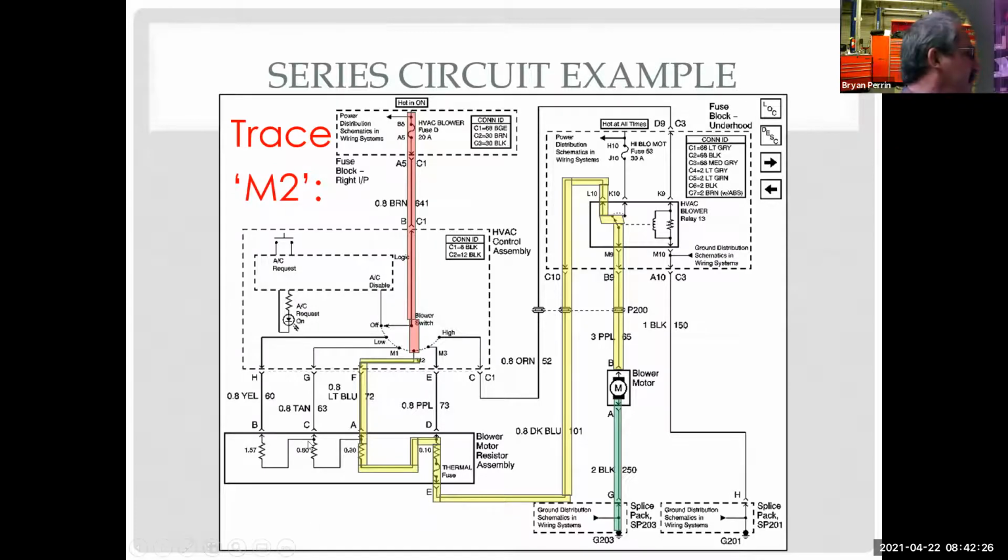The same thing would be true with the next leg right here. Even though it's a 1.57 ohm resistor, up to B, I'm going to come up here through H all the way over to low. But since low is not connected to anything, it's just an open wire.